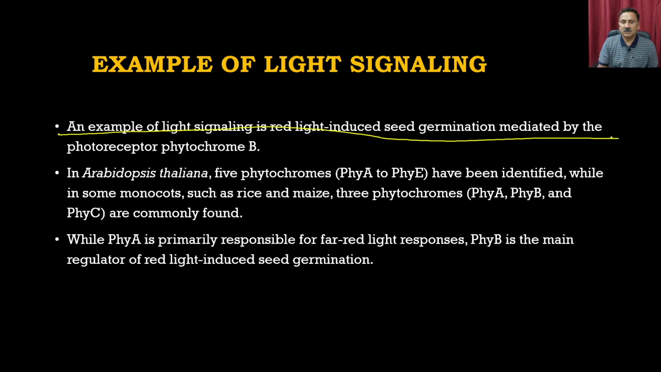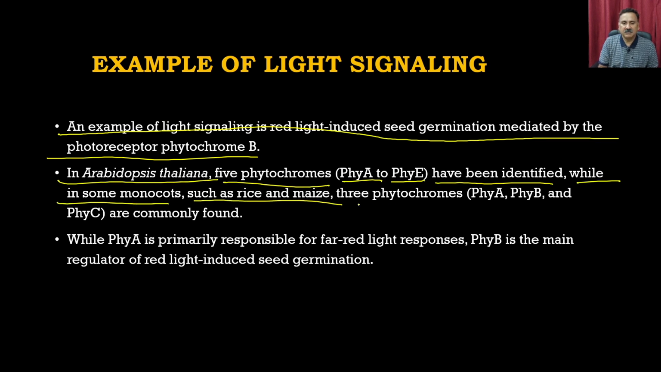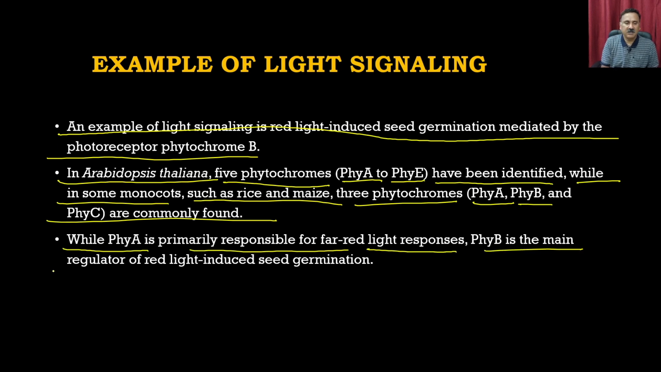Is a red light induced seed germination mediated by the photoreceptor phytochrome B. So in Arabidopsis thaliana, which is a sample plant, five phytochromes like phyA, phyB, phyC have been identified, while in some monocots such as rice and maize, the three phytochromes like phyA, phyB, and phyC are commonly found. While phyA is primarily responsible for far-red light absorbance, phyB is the main regulator of the red light induced seed germination.